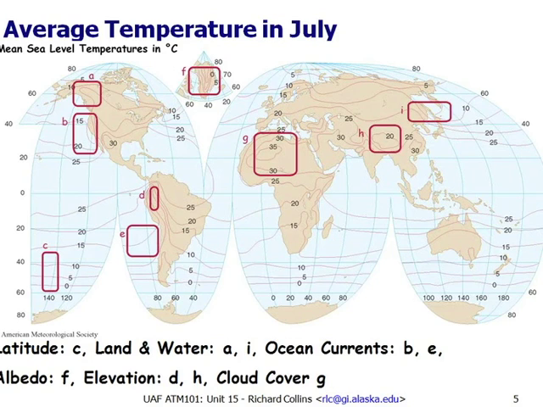Going through this very quickly, A shows land-sea contrast where the land is warmer than the sea. B shows the cold California current off the coast of California. C shows latitude change. E shows the cold Peru current. D shows high elevation in the Andes.